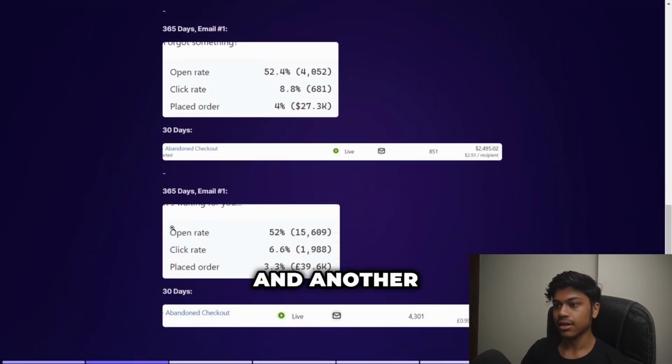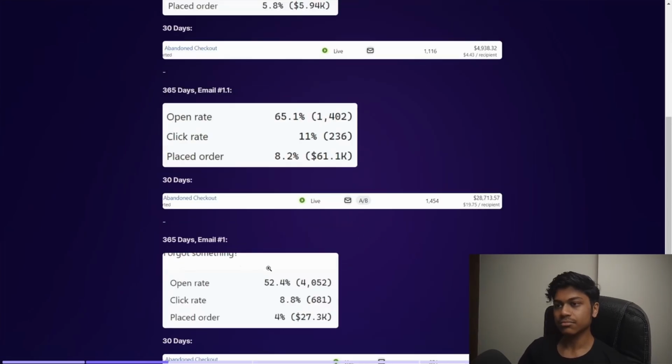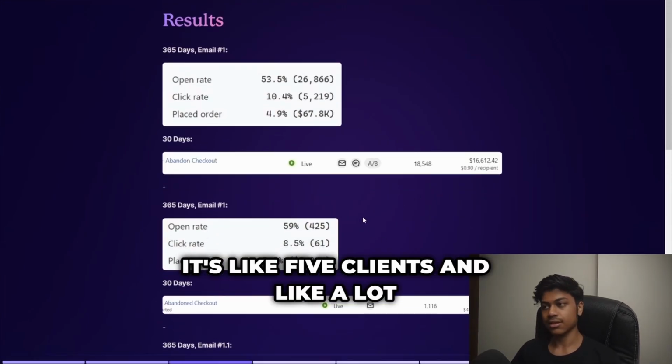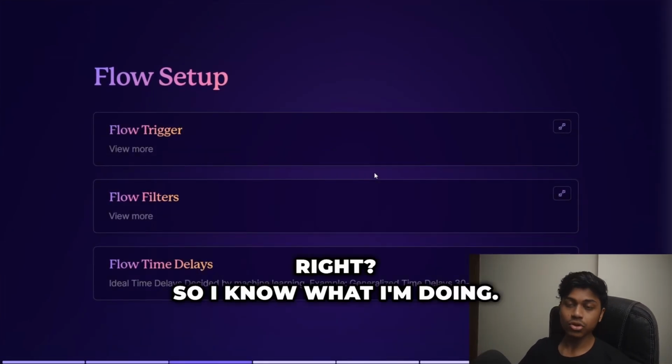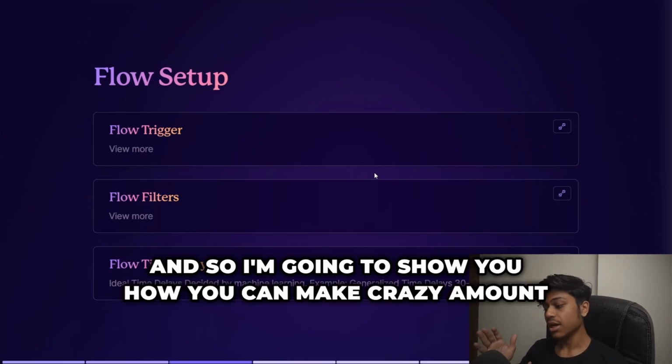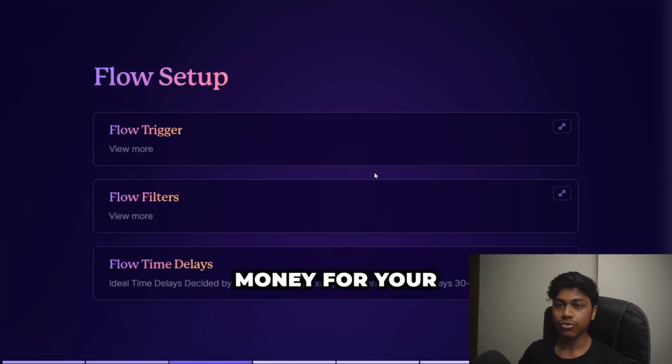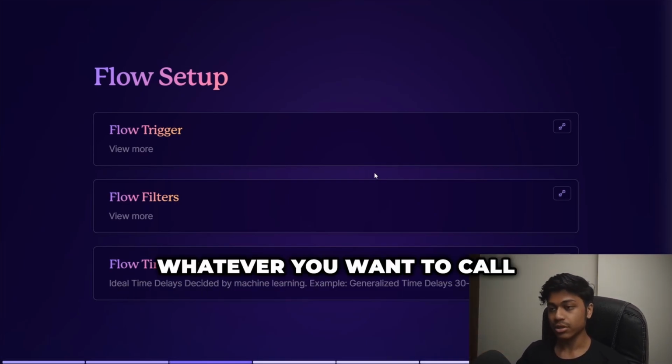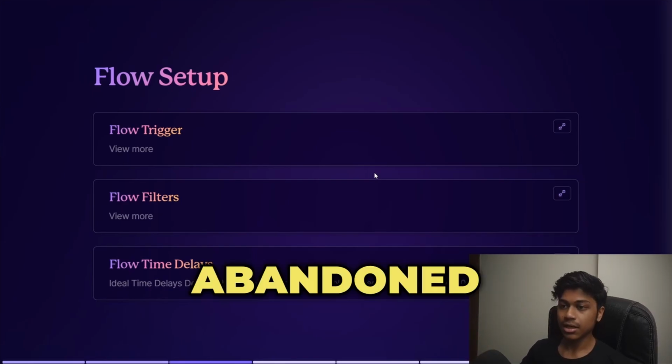And another client and another client, right? Well, in total, there's like 5 clients and a lot of results, right? So I know what I'm doing. And so I'm going to show you how you can make crazy amounts of money for your e-commerce brand, your Shopify store, whatever you want to call it, with an abandoned checkout flow.